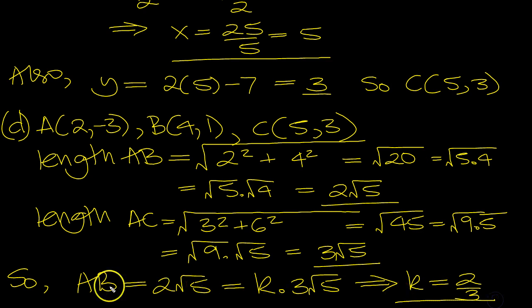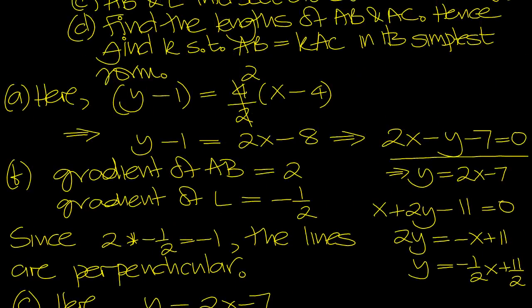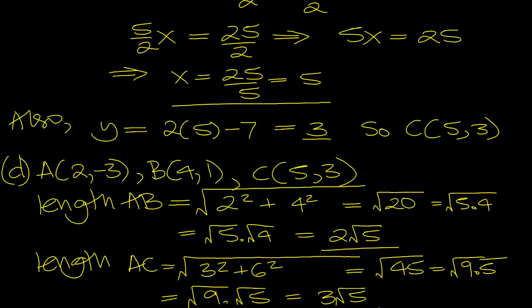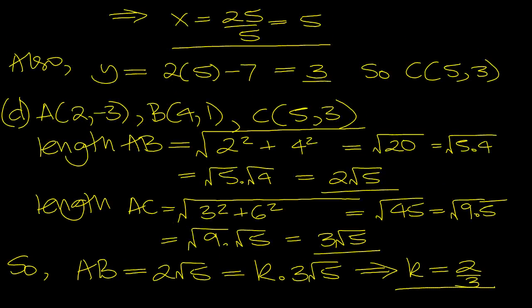The only thing, was it AB equals k AC? Let's go back and check. AB equals k AC. Yeah, that was fine. And we found k in its simplest form. So here k was 2/3. What we could have done was strike off the root 5s and move the 3 from times to divide. We'd have got 2/3. Or you can just look at this: to make this value 2, we need to make k 2/3, don't we? So there's our value.